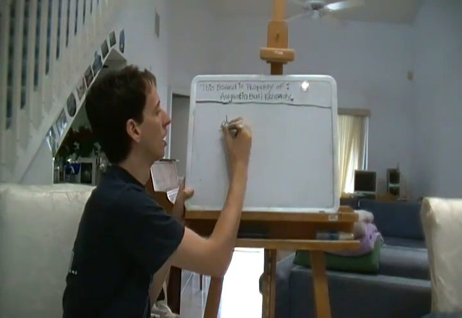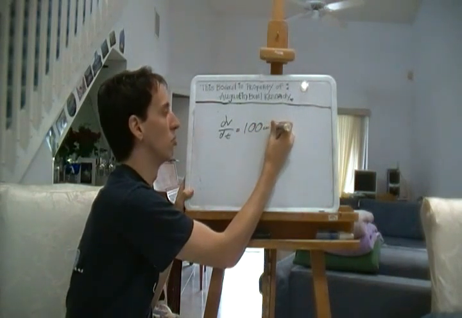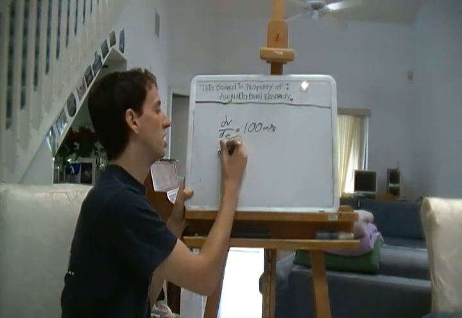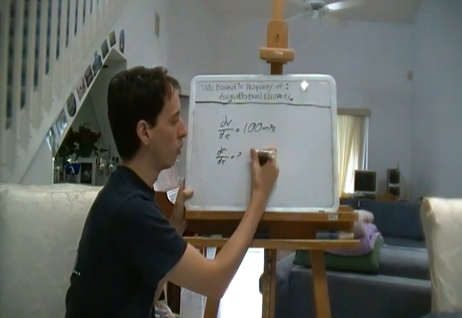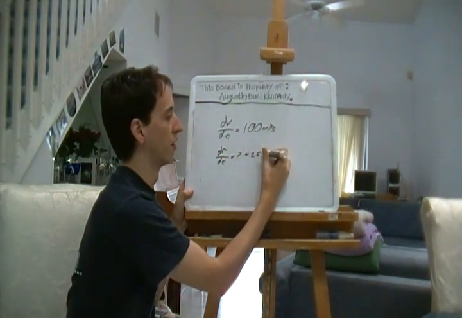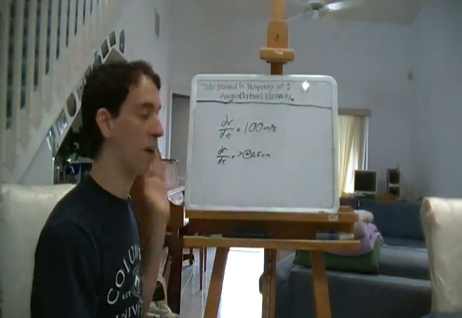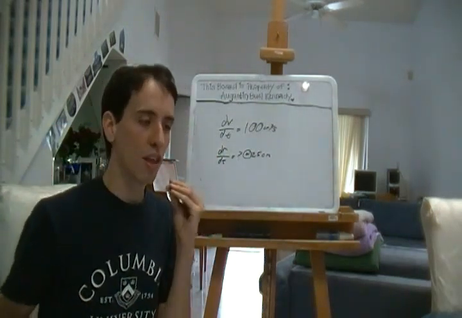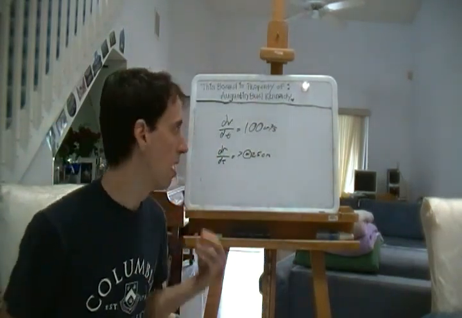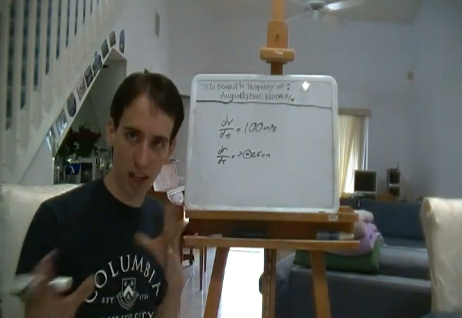dV/dt equals 100 cm cubed per second. dr/dt, we don't know. We want to know it at 25 centimeters. What do we know about volume, though? How can we relate volume to radius? This is where the fun of related rates comes in, because you kind of have to know your geometric formulas and the way shapes relate to one another.